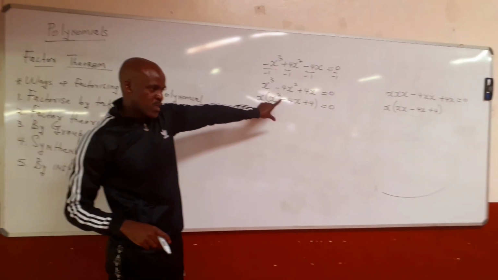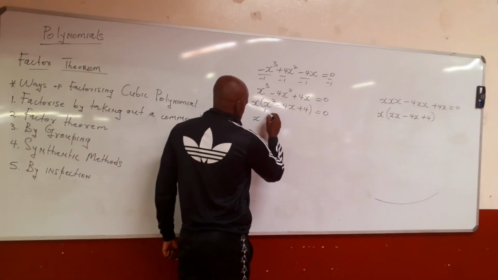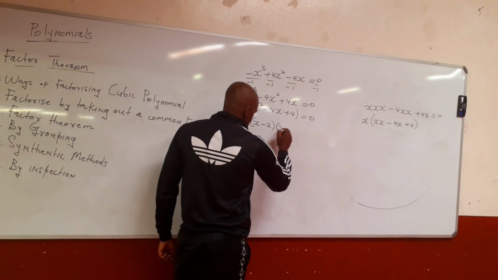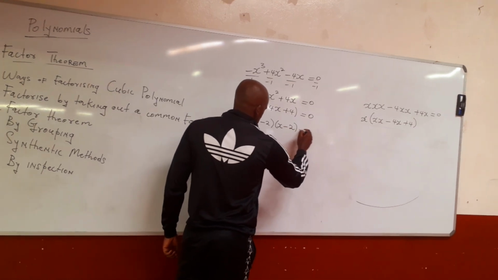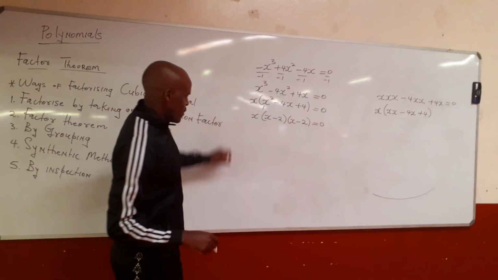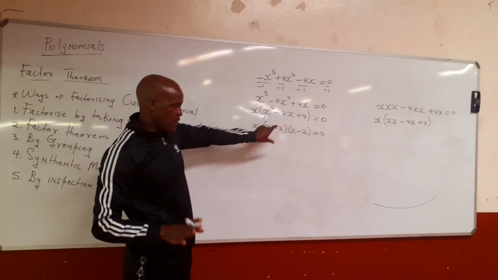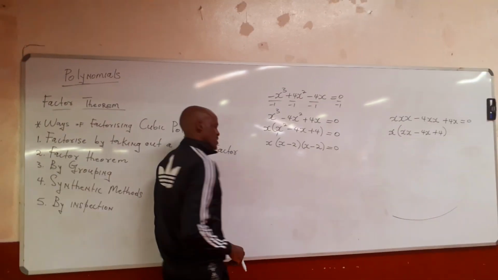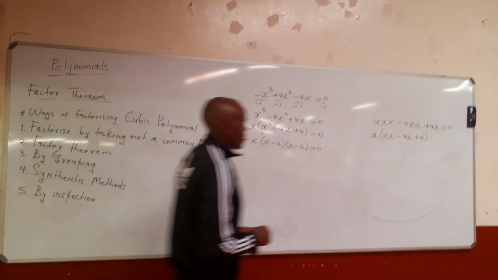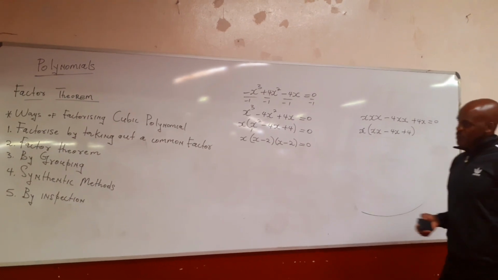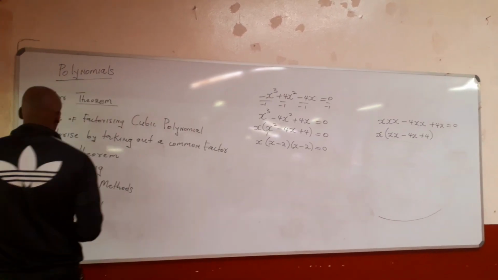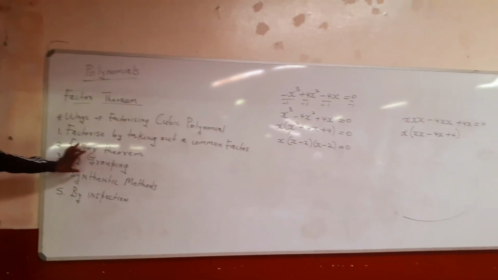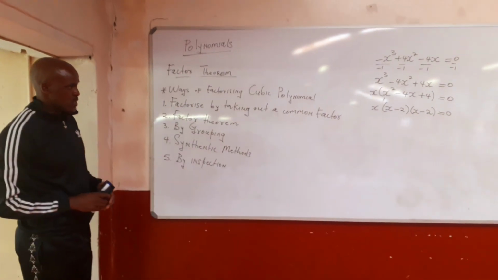So let's factorize this completely. It's x into x minus 2 into x minus 2 equals 0. So you were just factorizing. We are not solving, we are factorizing. So you took out the common factor, which is x, and then you factorize completely. That's how to factorize by taking out the common factor. There are some few cases where you will be factorizing by grouping, but then we are going to look at it later. Let's go to synthetic method.